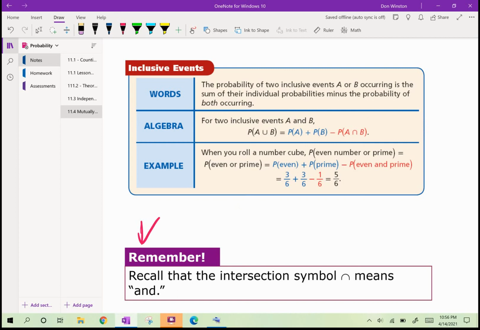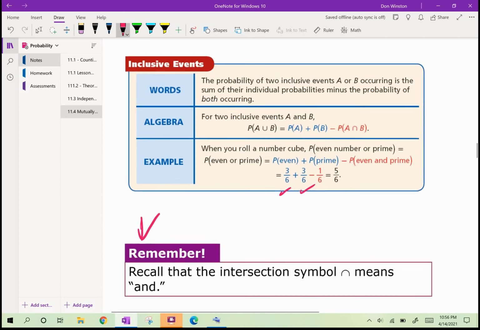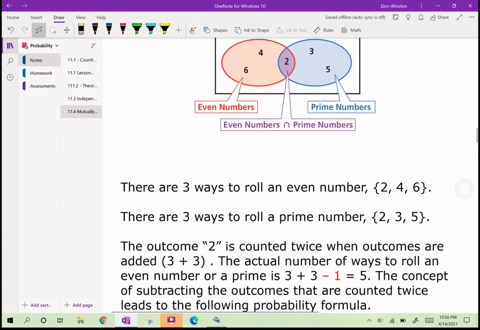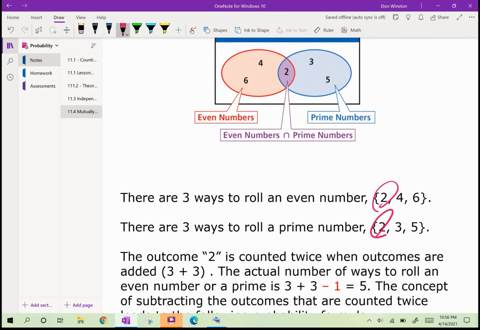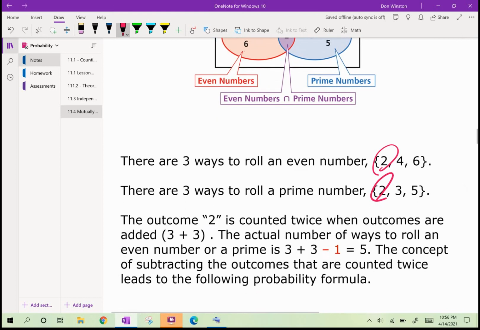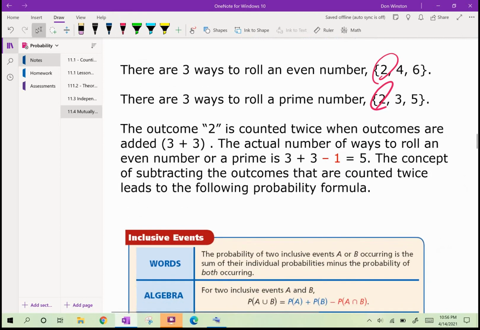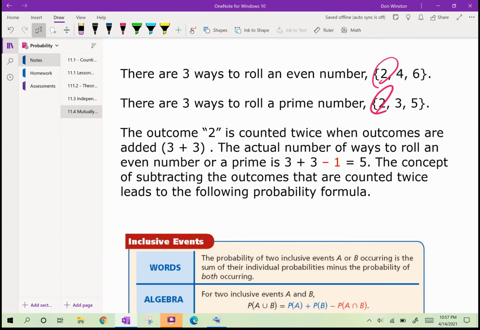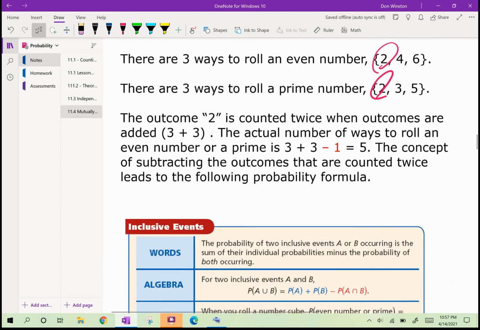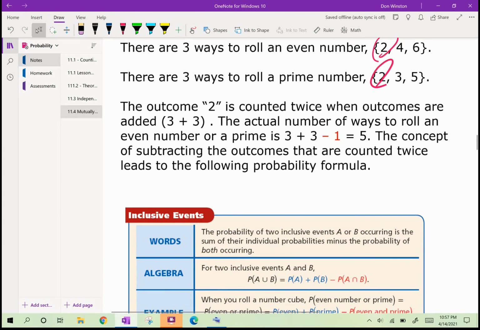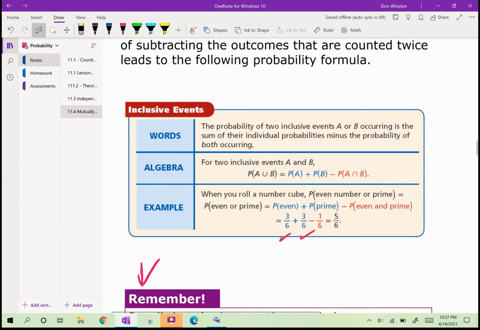So when you roll a number cube, the probability of even or prime is, well, the probability of even is 3/6. The probability of prime is 3/6, but you have to subtract off what's common to both, 1/6, so you get 5/6. So again, what was common to both? 2. 2 was common to both 2, 4, and 6, and 2, 3, and 5. We have to subtract off that 1. Otherwise, we'll be double counting.